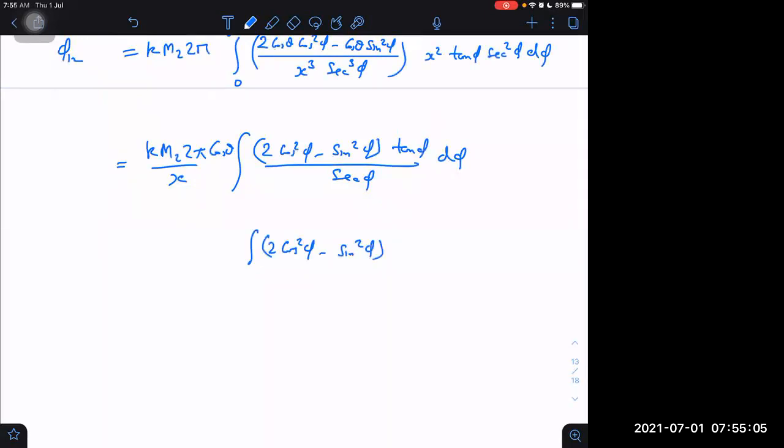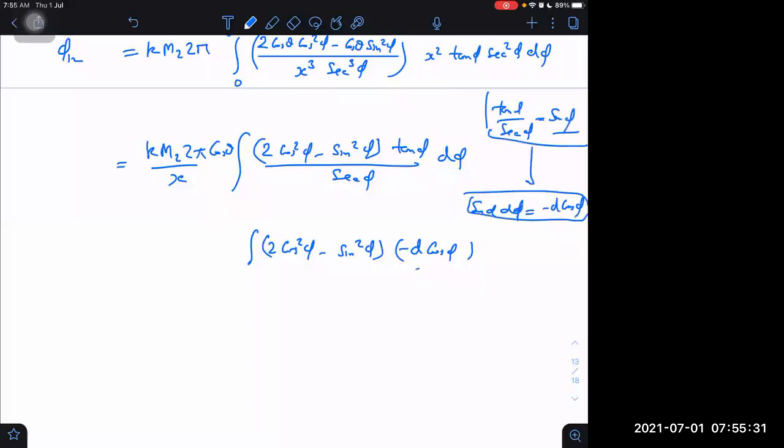What is sin phi d phi? Sin phi d phi can be written as minus d cos phi. Right or not? Tan phi upon secant phi, I'm writing it as sin phi. And I know that sin phi d phi can be written as minus d cos phi. Using these two, I'm getting this. And the other term is outside as it is, without any changes.